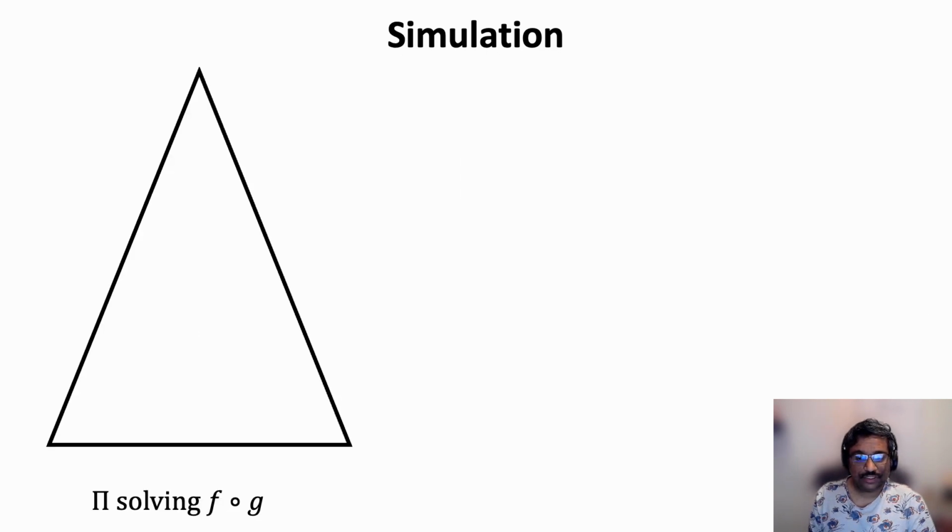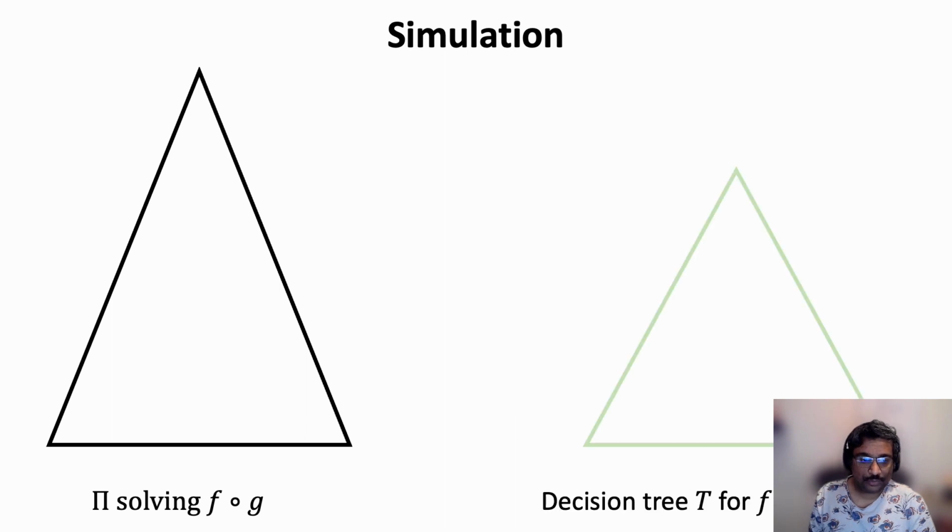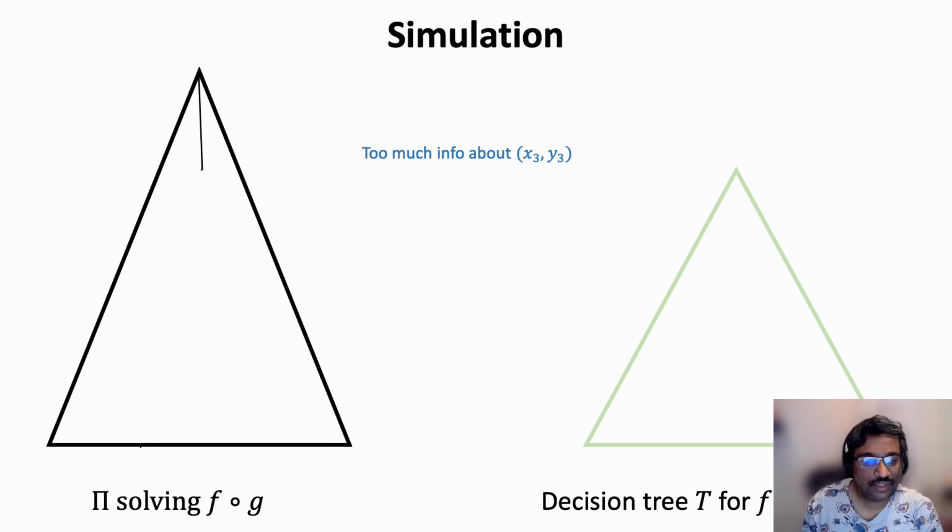So the high-level idea behind the simulation is as follows. We start with a protocol pi solving f composed g, given on the left, and we use that to design a decision tree for f on the right. So we start at the root of the protocol. Initially, at the root, the players haven't spoken anything, so they don't know anything about any of their inputs. But after communicating for a few rounds, Alice and Bob might learn a good amount of information about some of their inputs. In the simulation, we're going to trace a path from root to one of the leaves.